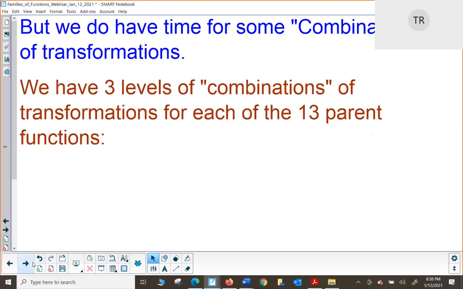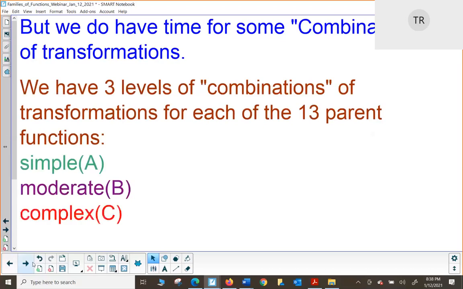So we have 3 levels of combinations videos for each of the parent functions and each transformation. Okay, not each transformation. So CA means it's the simple one. C stands for combination. A is simple. Again, don't memorize this. CB moderate and CC complex. And here's an example of each of those.